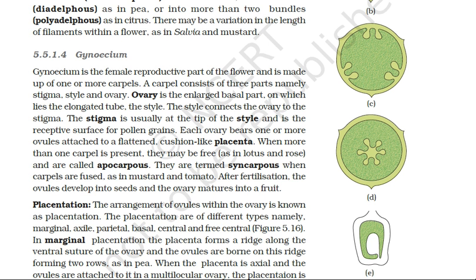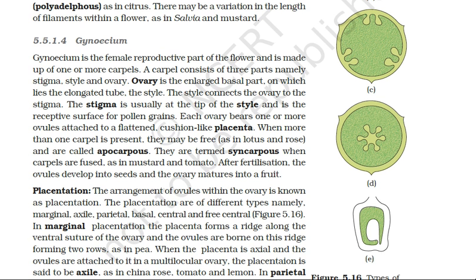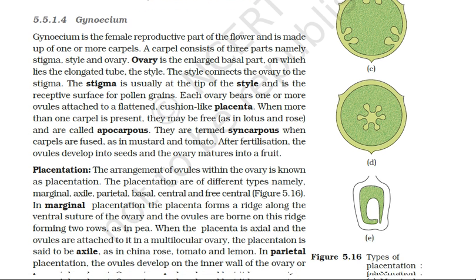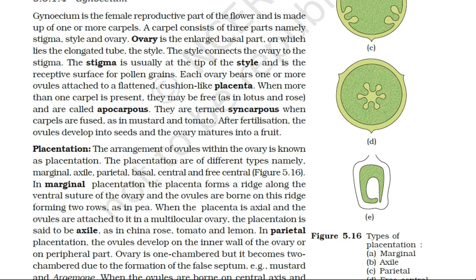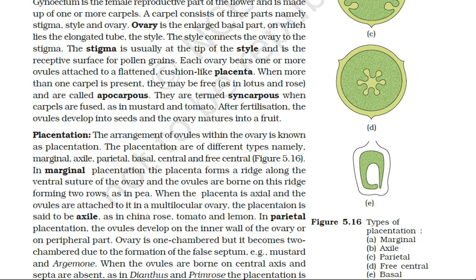Here the placenta develops at the base of the ovary and a single ovule is attached to it. Basal placentation can be seen in sunflower or marigold. So this way I told you the types of placentation, that means the arrangement of ovules or the placenta within the ovary.